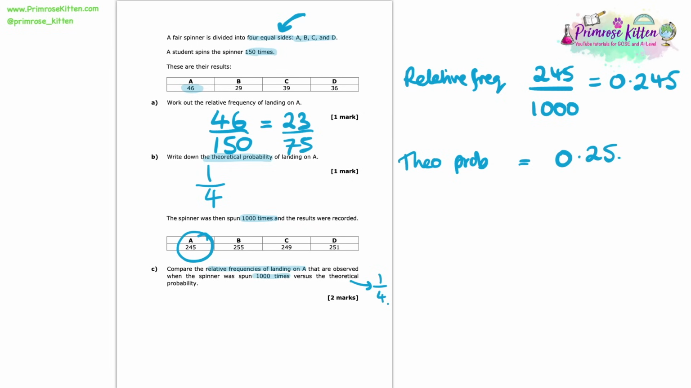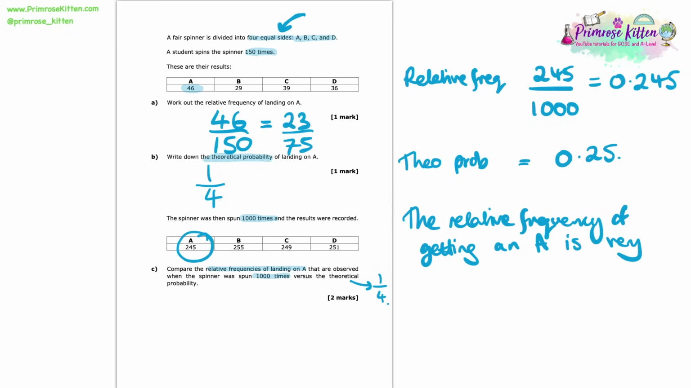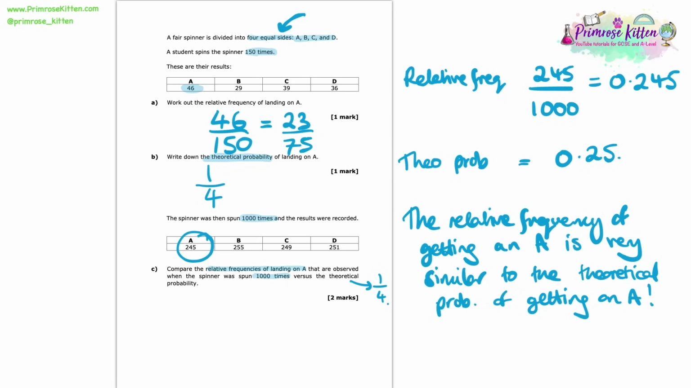So what we can say here by comparison is that the relative frequency of getting an A is very, very similar to the theoretical probability of getting an A. And that there's the little conclusion that we need to make. And talking more generally here, just me to you, we should know that the more times we spin something or the more times we try something out, the closer our relative frequency will be to the theoretical probability. And that is why initially we got an answer that wasn't quite as close in part A. The relative frequency wasn't quite as close as the theoretical probability because we'd only spun it 150 times.